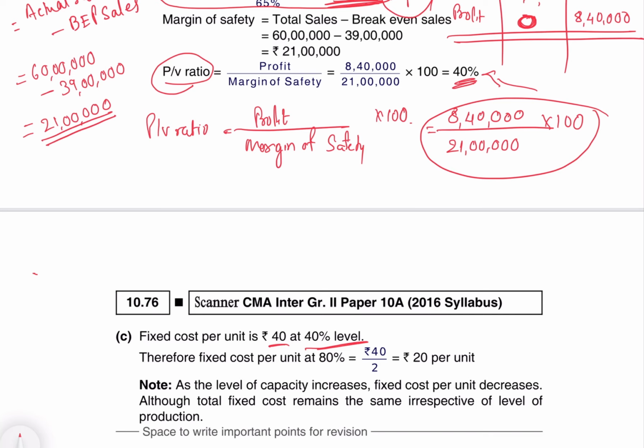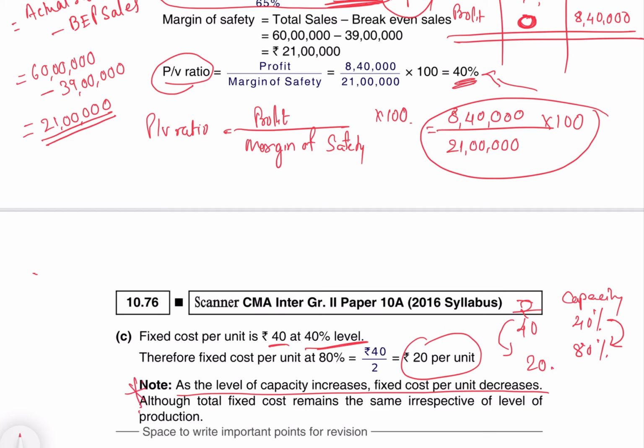Like at 40% level it was 40 rupees. This is capacity, right? And this is 80% capacity. So at 80% it will become half, because from 40% it is doubling the capacity level. So the rupees will become half. So it will become 20, which they have found. Because as the level of capacity increases, fixed cost per unit decreases. Okay, this you should remember.